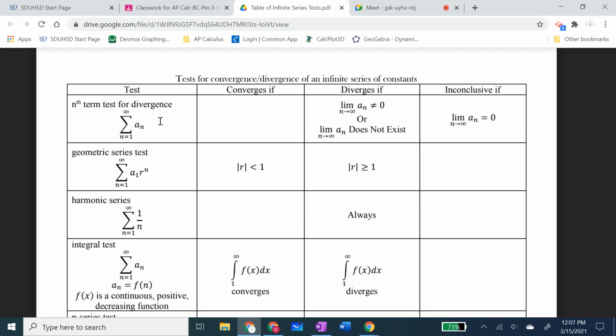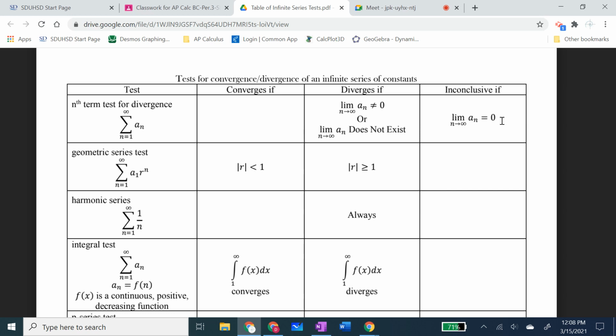So that nth term test for divergence is a divergence test. And these are the conditions under which it will diverge. And keep in mind that if you do get a limit of 0 for the full-blown formula, this test just says inconclusive.